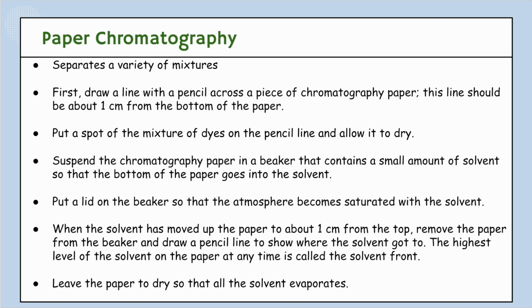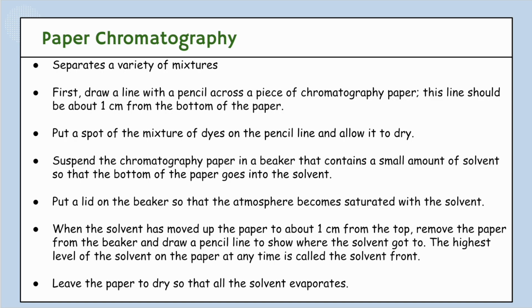Then suspend the chromatography paper in a beaker that contains a small amount of solvent so that the bottom of paper goes into the solvent. It is important that the solvent is below the pencil line so that the inks or colorings don't just dissolve in the solvent. Then put a lid on the beaker so that the atmosphere becomes saturated with the solvent. This is to stop evaporation of the solvent from the surface of the paper.